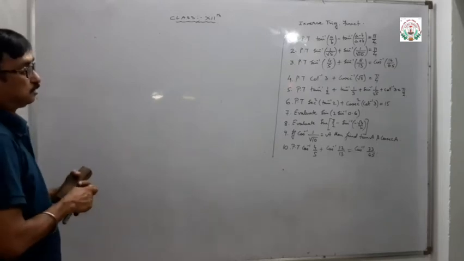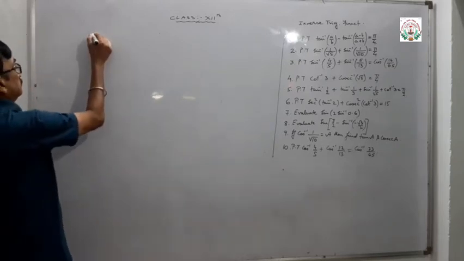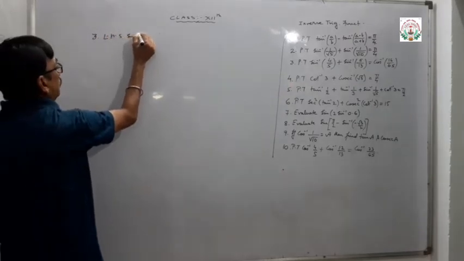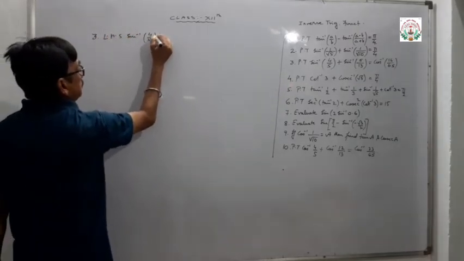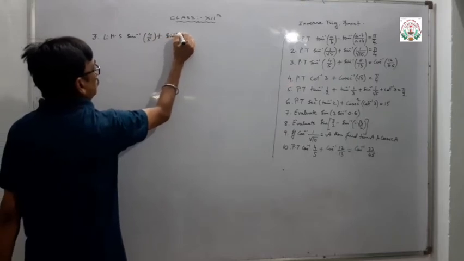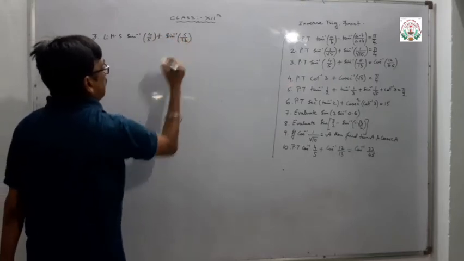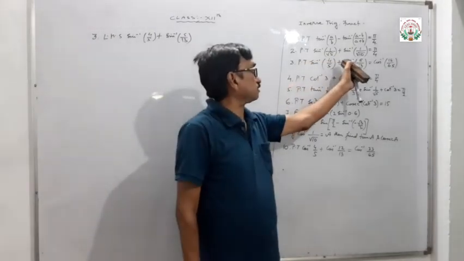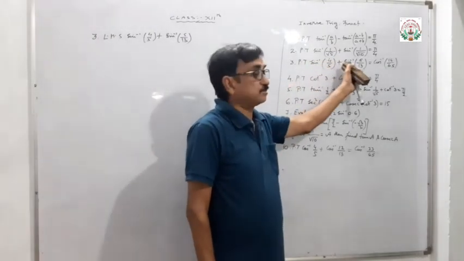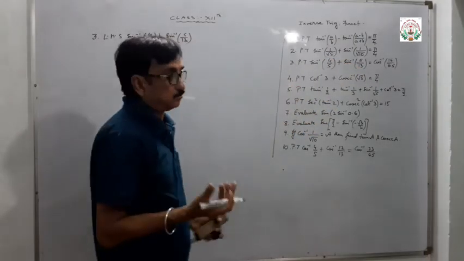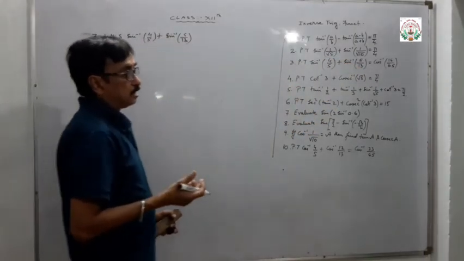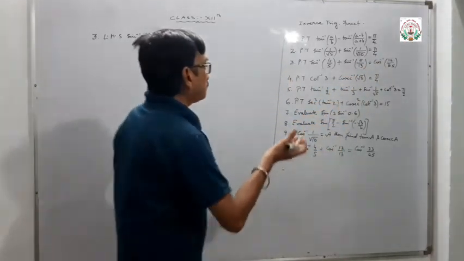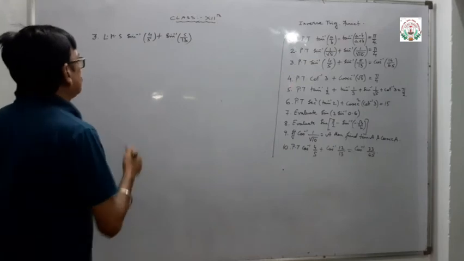For question number 3, LHS: sine inverse of 4 by 5 plus sine inverse of 5 by 13. As we can see in the LHS, both the functions are sine inverse x plus sine inverse y. We can apply the sine inverse x plus sine inverse y formula, and at last we will change the sine inverse function to the cos inverse. Otherwise we can apply another method also.